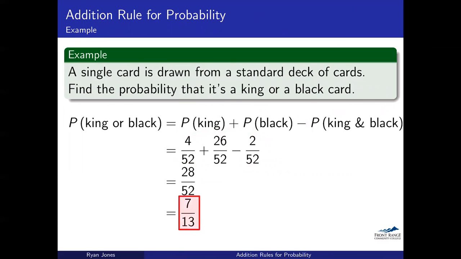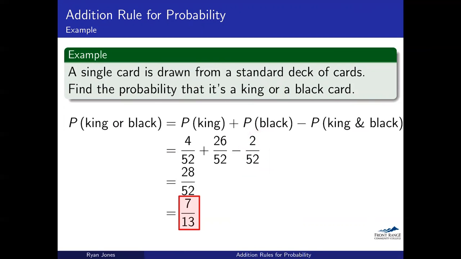Great. And so there is another example of this or calculation. What we want to keep in mind is this difference between or and and, and it goes back to sets and logic. When we say or, I just need one of those things to happen in order for the event to hold. If I say and, I need both to happen. So this problem becomes a lot different if I say, what's the probability that it's a king and a black card? That we've actually figured out already. It's just 2 out of 52.